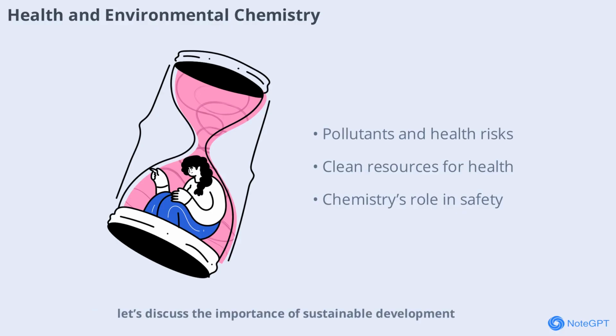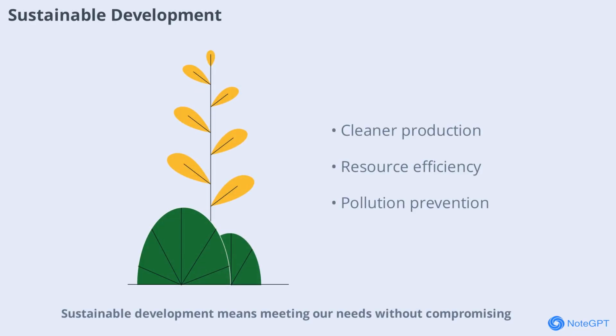Next, let's discuss the importance of sustainable development. Sustainable development means meeting our needs without compromising the ability of future generations to meet theirs. Environmental chemistry supports this goal by promoting cleaner production, resource efficiency, and pollution prevention. Sustainable practices benefit the economy, society, and the planet. By integrating sustainability into all aspects of life, we can ensure a better future for everyone.